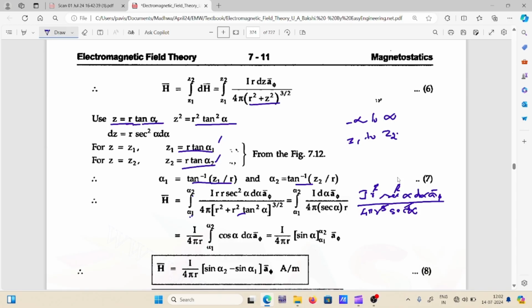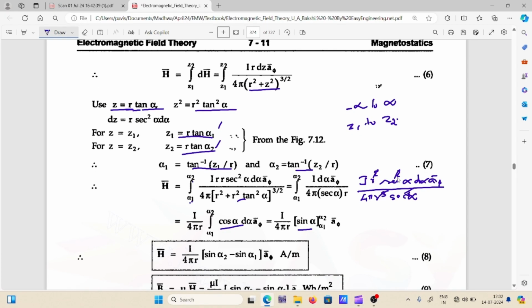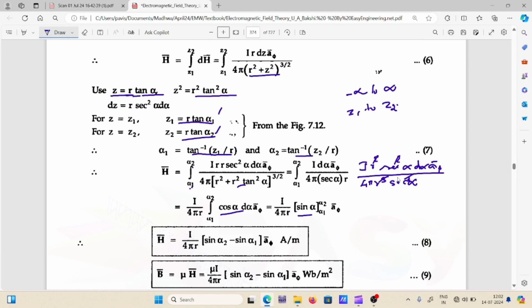So we will get the term I d alpha a phi divided by 4 pi secant alpha into 1 by r. And 1 by secant alpha is nothing but cos alpha. And integration with respect to alpha, so all the rest of the terms will be constant, which is I divided by 4 pi r, integral from alpha 1 to alpha 2 of cos alpha d alpha in the direction a phi. Integration of cos alpha is sin alpha, upper limit minus lower limit. When we do, it is I divided by 4 pi r, sin alpha 2 minus sin alpha 1.